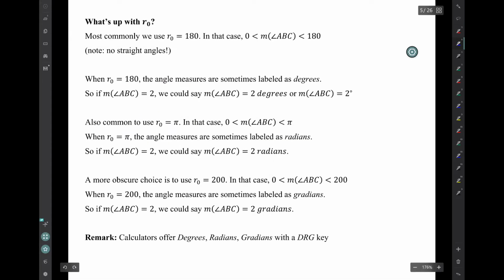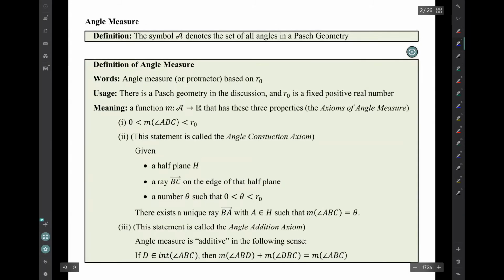Now, what's up with this symbol r subscript 0? In the definition of angle measure, this r subscript 0 shows up there in the name of the angle measure, and then it shows up here in axiom 1, and it shows up here in axiom 2.